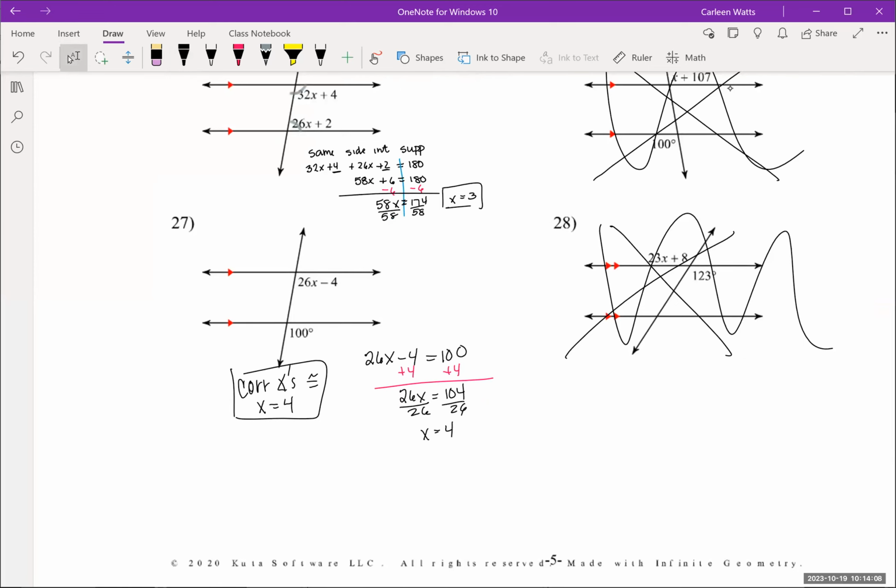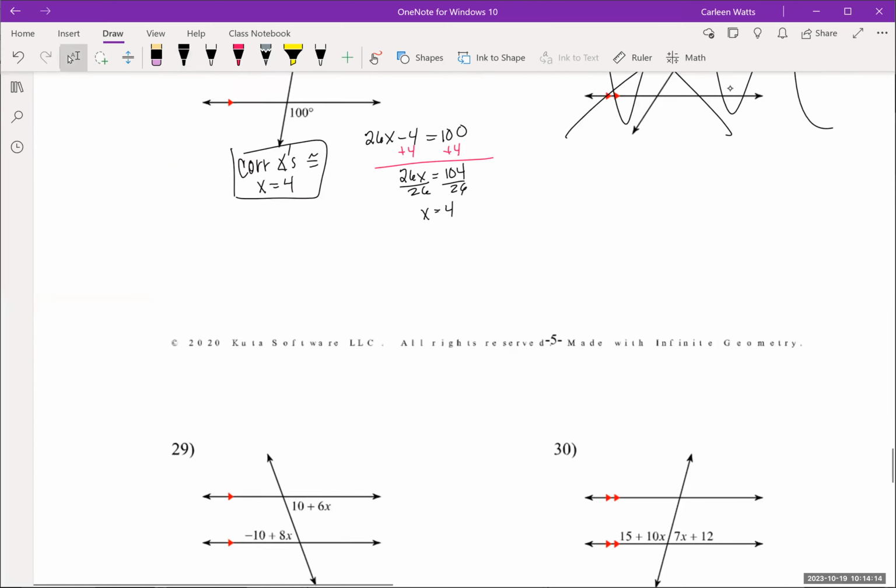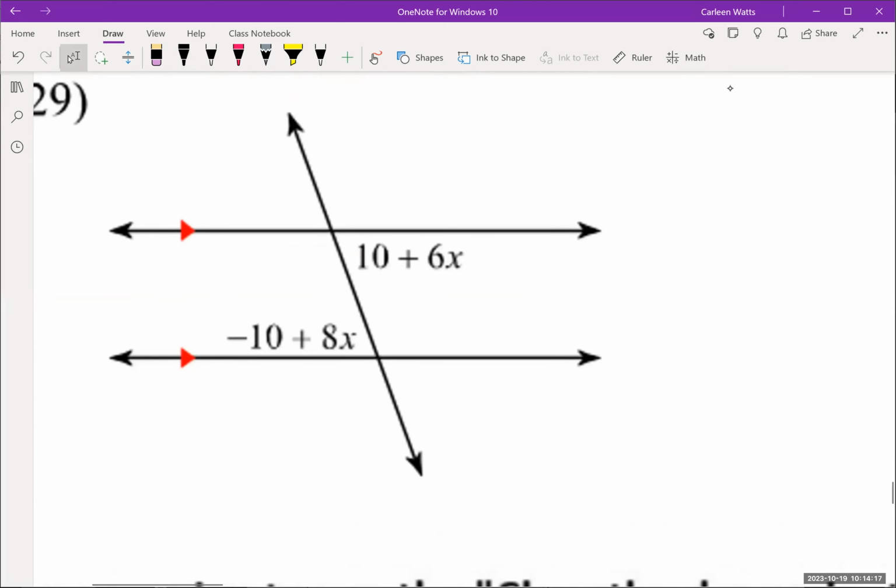Okay, 28 is vertical again, very similar. I don't think we need to practice that one. 29.